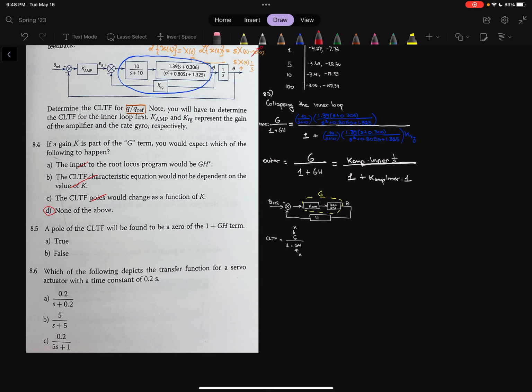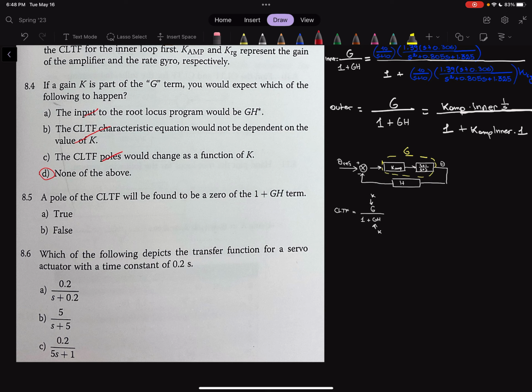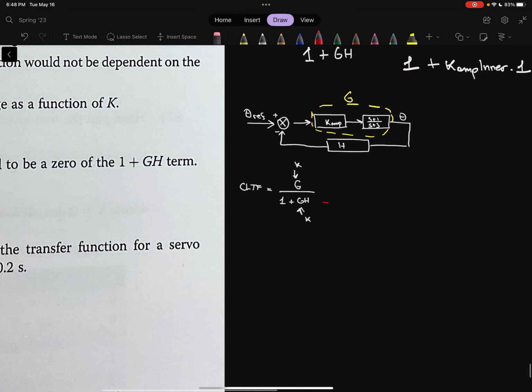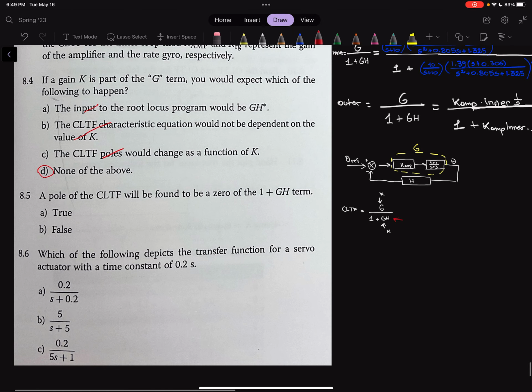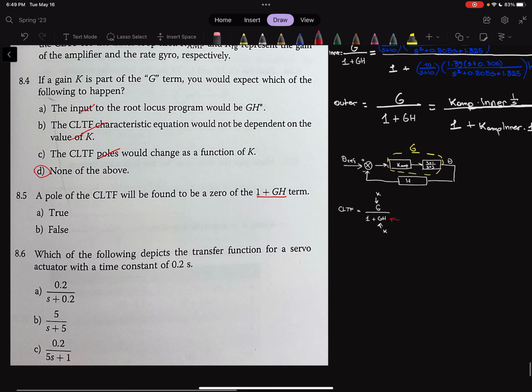Let's look at 8.5. A pole of the control loop transfer function will be found to be 0. A pole of the closed loop transfer function will be found to be a 0 of the 1 plus gh term. Well, 1 plus gh is in the denominator. So everything that makes the denominator 0 is a pole. And so it would be a 0 of this, yes, because the definition of a pole is what makes the denominator 0. And this is an expression for the denominator. So that is definitely true.